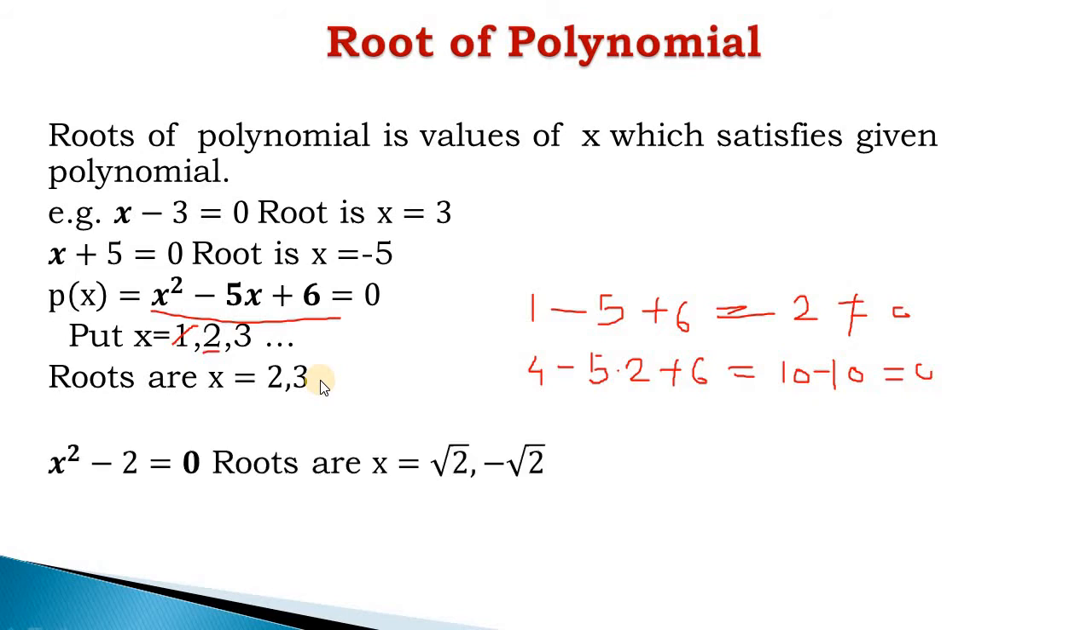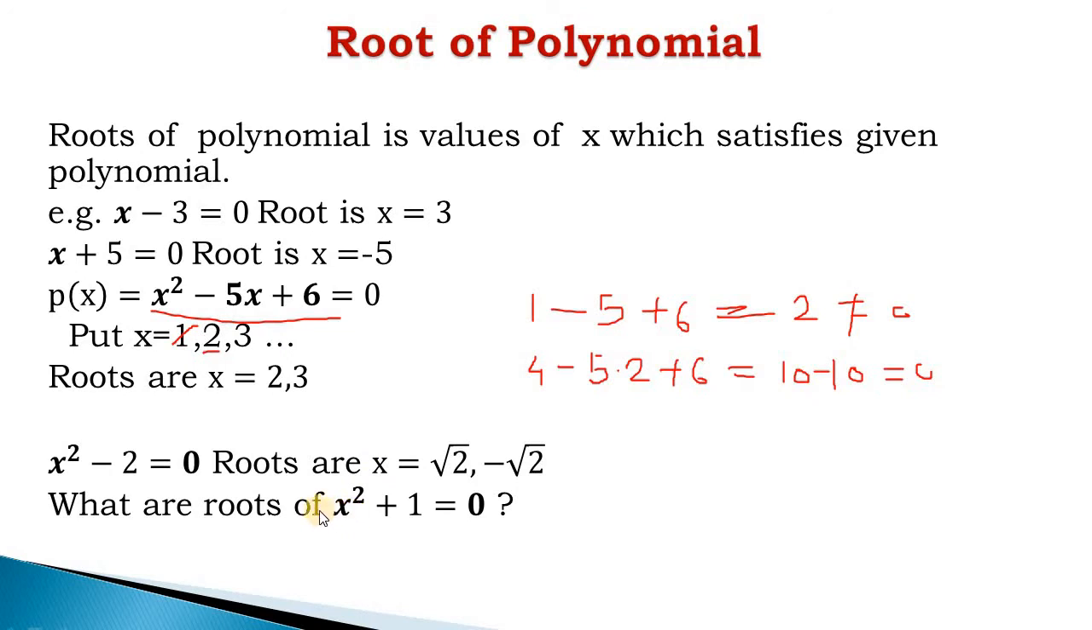Okay. So let us see another example. x square minus 2 is equal to 0. If you put root 2 or minus root 2, it satisfies the equation. So therefore, these are the roots of the given polynomial.